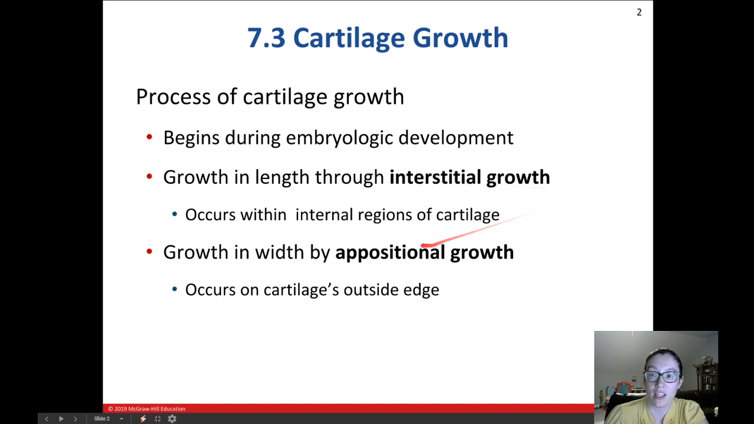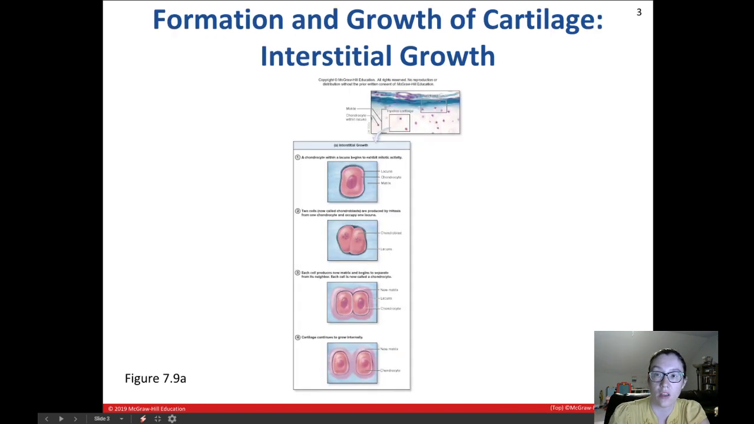It occurs within the internal regions of the cartilage. So it's like all the cartilage is growing from the inside, and we have a small amount that's eventually getting bigger. And then we also have growth in width, which means the cartilage is growing along the outer edges, so from any direction. It occurs on the outside edge of the cartilage, and this is going to happen a little bit also in the beginning, but it's going to continue for longer than interstitial growth does.